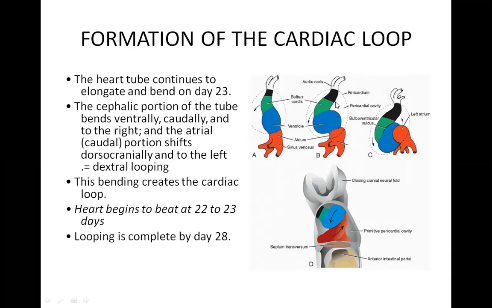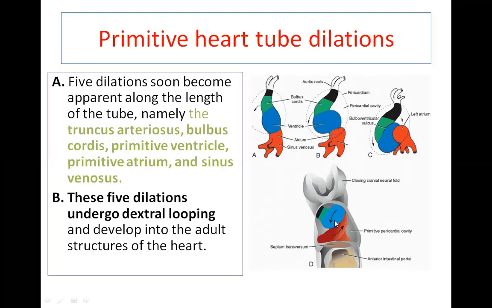So this is known as dextral looping, that is the shifting of the cephalic portion or the ventricular portion towards the right and ventrally, and the atrial portion towards the dorsum and cranially. This is dextral looping. So these bends create the cardiac loop. Now over here in the C part, the cardiac loop has been formed and the heart begins to beat at day 22 to 23. So looping is completed by the 28th day.